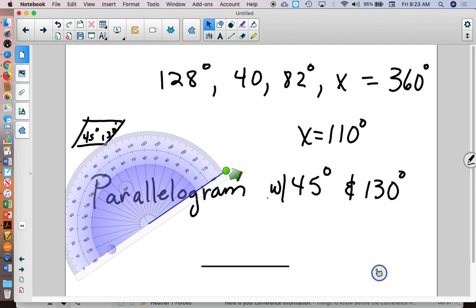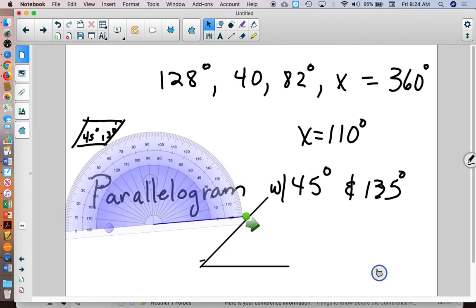Maybe I didn't call it right. What did I say? I know I said 130, but let me look. 135 is what it should have been. This one should have been 135. Thank you. All right, so I've got my 45. I should be able to draw a straight line, right? Okay, I've got one side of it. The other side we said is 135, not 130.